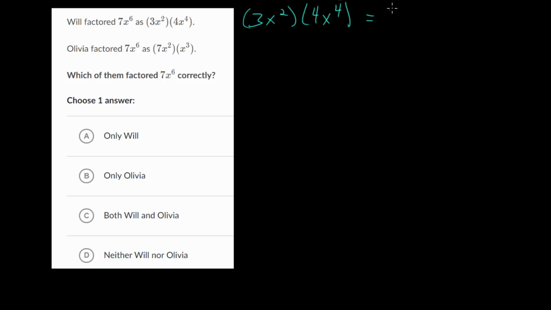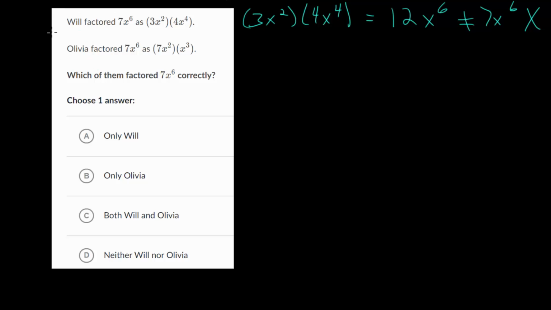And 3 times 4, we know that's 12, and x squared multiplied by x to the 4th, we have 2 x's here and 4 x's here multiplied together. So in total, we have 6 x's multiplied together. But we were looking for 7x to the 6. So that is not equal to what we started with, or what Will started with. So Will did not do this correctly.